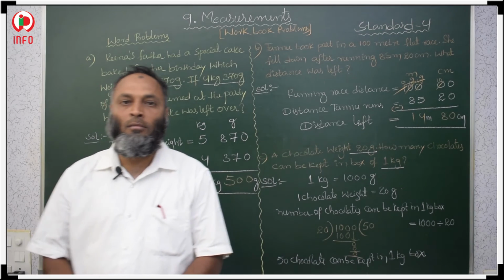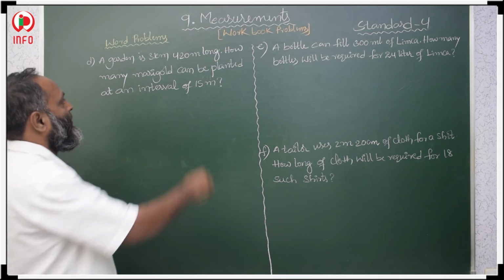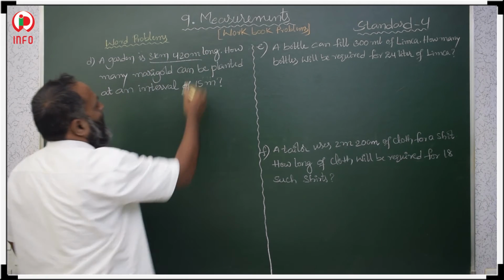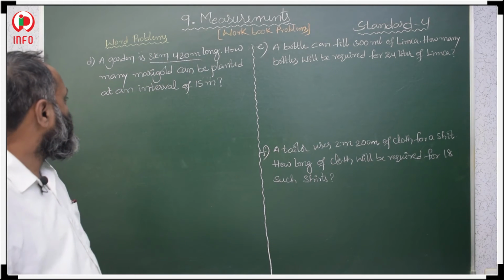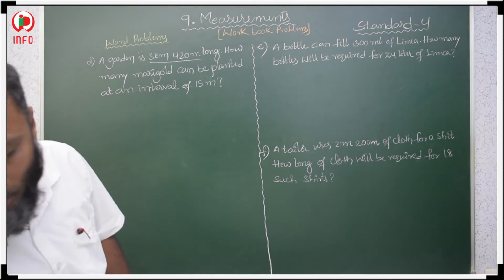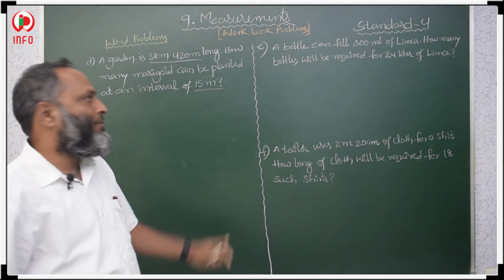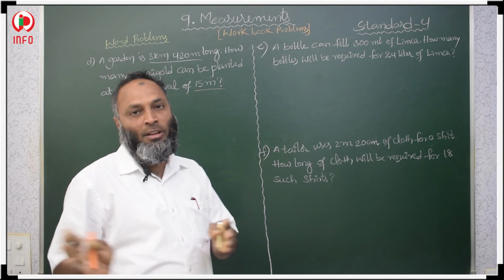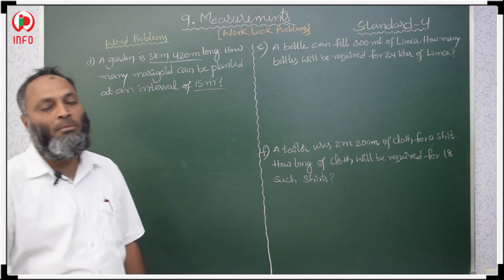Okay. Now see here, next problem. A garden is 3 kilometers 420 meters long. Then how many marigold plants can be planted at an interval of 15 meters? So the distance between one plant and the next is 15 meters. If we keep a 15 meter gap each time, how many marigold plants can be planted?